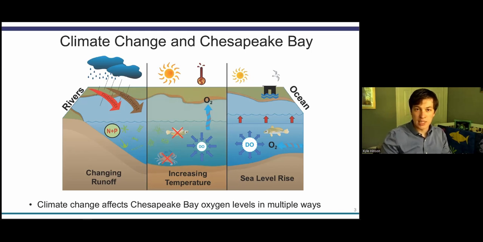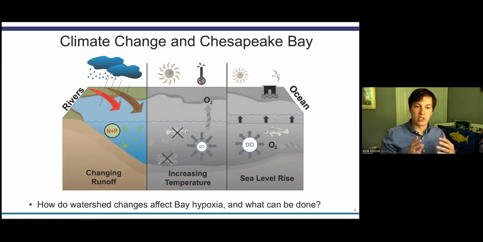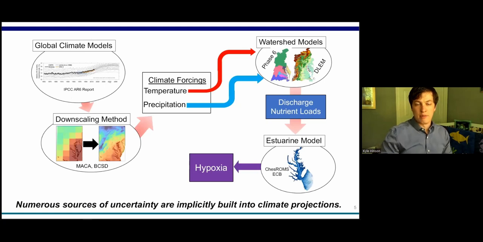But for the purposes of my talk today, I'll really be focusing on just the impacts of watershed changes on bay hypoxia, because it's really all that environmental managers can have some sort of control over to help improve oxygen levels. They can't control the air temperature over the bay, nor can they control the rate of sea level rise at the mouth.